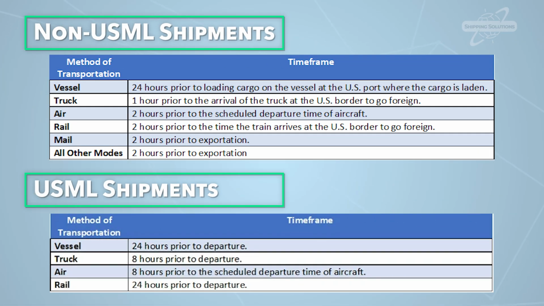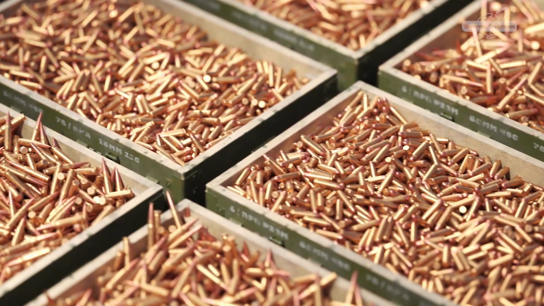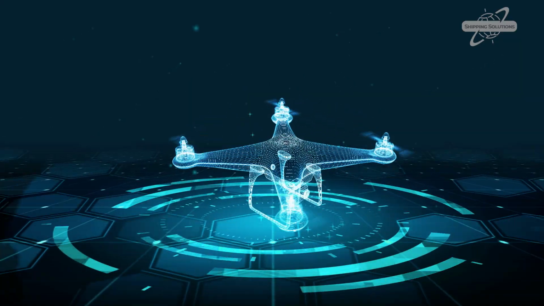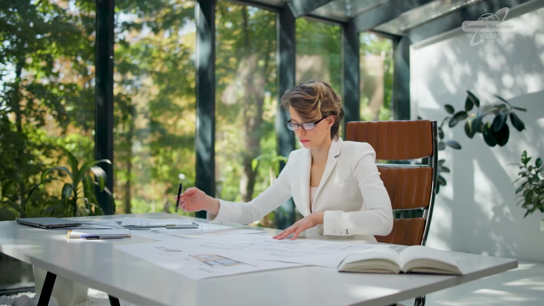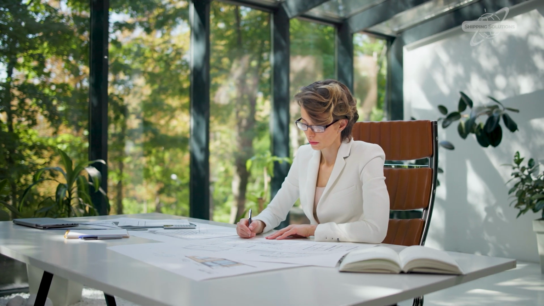Whoever is doing the AES filing must do so from 1 hour up to 24 hours prior to the actual shipment, depending on the method of transportation. Items found on the U.S. munitions list under the International Traffic in Arms regulations may need to be filed earlier than items not on the list.